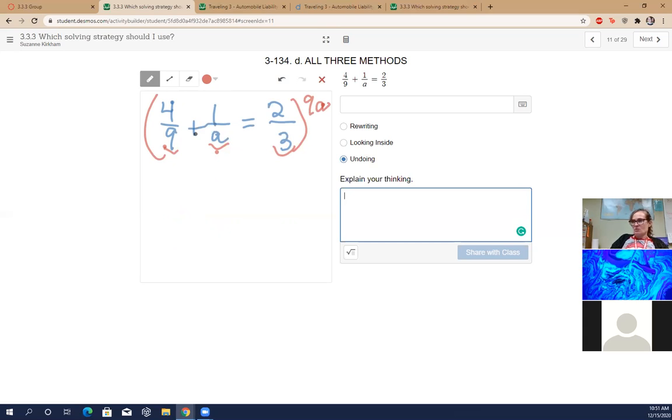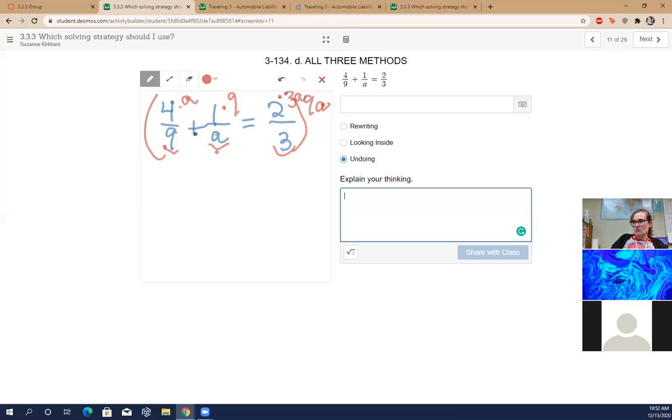Okay, so we look at this right here. We've got 4 over 9. We've got our 9, but we don't have an a, so we need to multiply that by a. The next one is 1 over a. It doesn't have a 9, so we need to multiply it by 9. And then the last one is 2 over 3. So remember, 9 is 3 times 3. So we've got one 3, but we don't have another 3. So we need to multiply this by 3a.